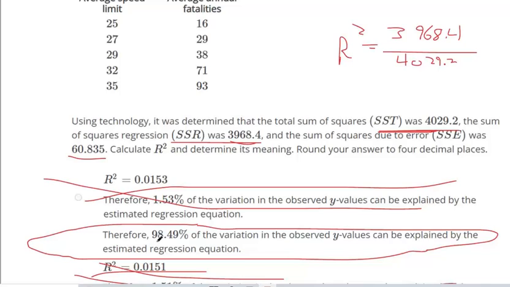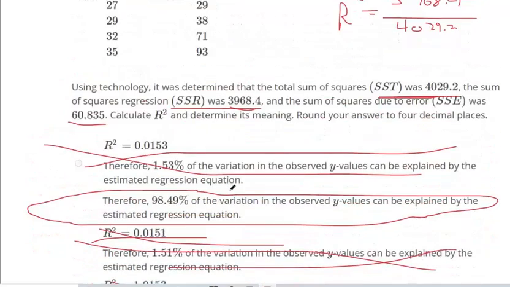And the other 1.51% is something else. Like maybe it's just a natural error that comes up in the data set, or maybe it's something that can't be explained by linear regression.